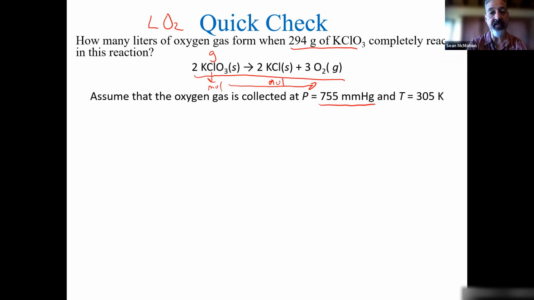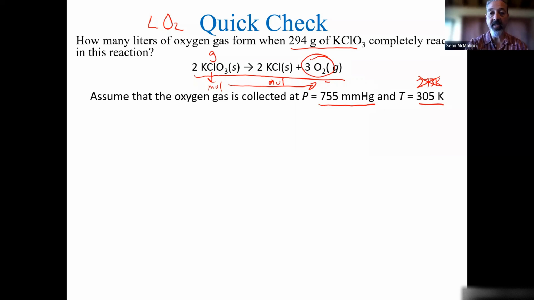The pressure is 755 millimeters of mercury, and the temperature is 305 Kelvin. Standard temperature is 273 Kelvin, and standard pressure is 1 atm, where 755 millimeters of mercury is just shy. So we cannot use the molar volume of 1 mole is 22.4 liters. However, we can still use our stoichiometry, as we did in the past, and determine moles of oxygen.